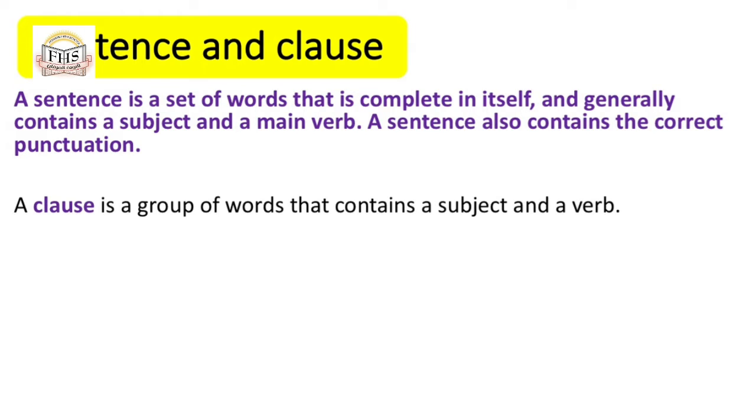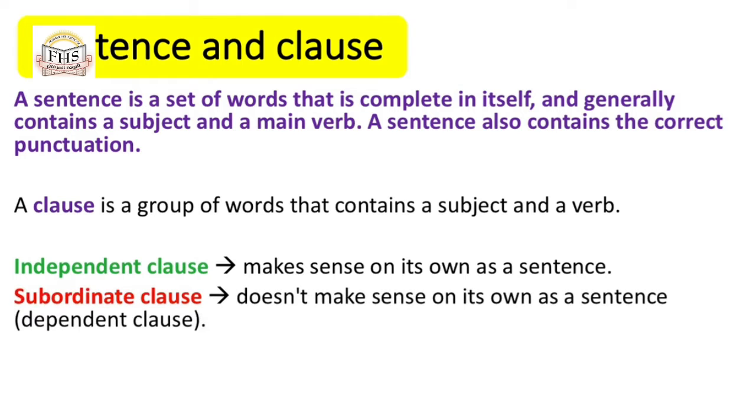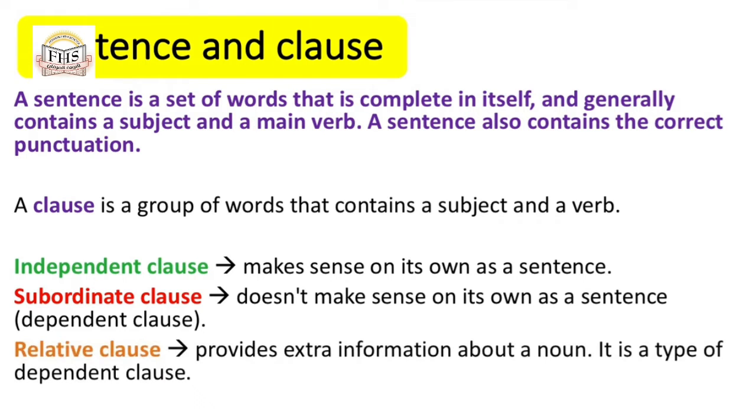We have three different types of clauses. The first one is an independent clause, which makes sense on its own as a sentence. The second one is a dependent clause, which is also known as a subordinate clause, which doesn't make sense on its own as a sentence. It's incomplete. The third one is a relative clause. This one is another type of dependent clause. It provides extra information about a noun and usually modifies it and gives more details about it.